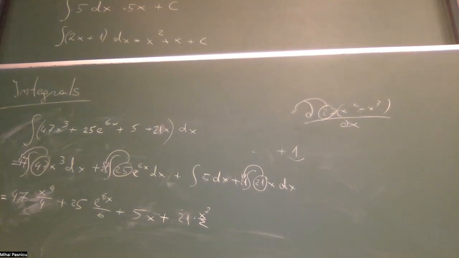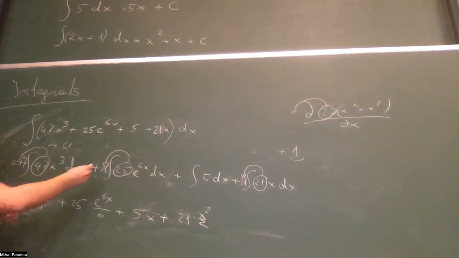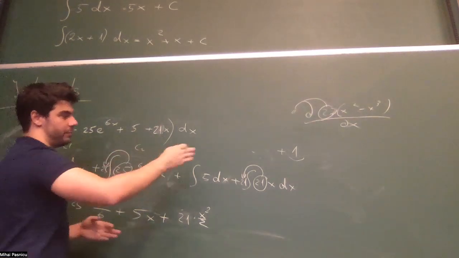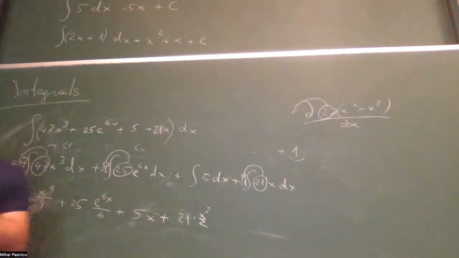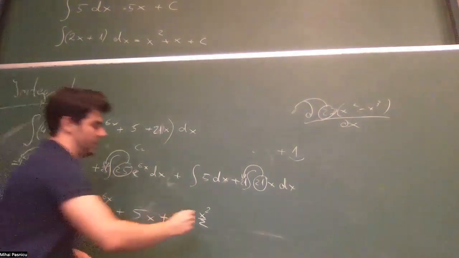Now, I'm asking you guys, should I put a constant for each of these integrals? So I'll just have c1 times 47, c2 times 25. Should I just do that? Or should I just put a c here?